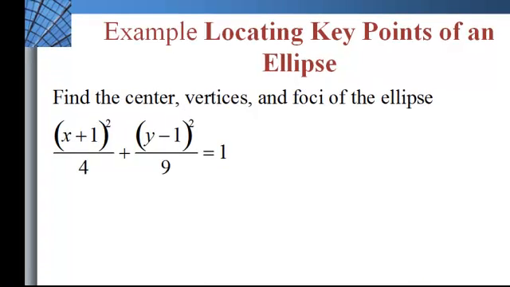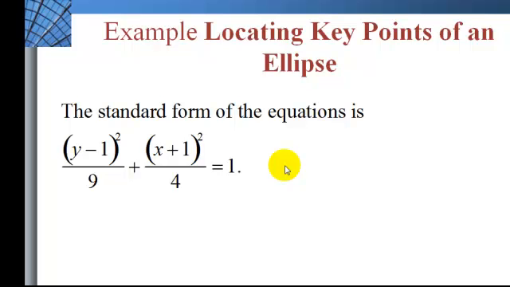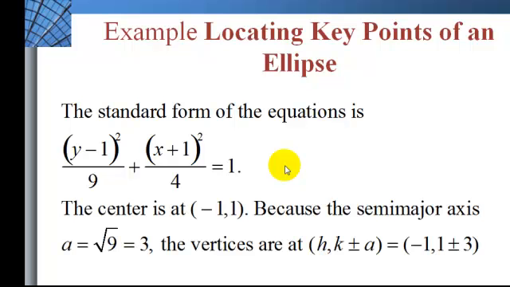Locating key points of an ellipse. We want to find the center, vertices, and foci of this ellipse. If we're given the equation, how do we find the parts of it? In this case, we're going to put it in standard form first. Because the y is over the larger number, we're going to put it first. So we get y minus 1 squared over 9 plus x plus 1 squared over 4 is equal to 1. So the center would be at -1, 1, and it's -1 with the x. This would be 1 with the y.